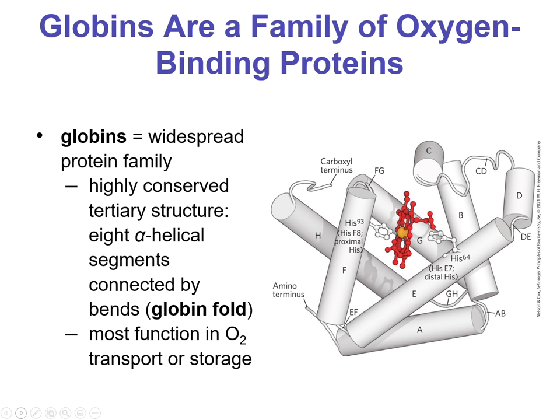First, we're going to introduce globins as a family. If you remember from chapter 4 when we talked about protein structure, families are just proteins that are related by their structure and function. This is a pretty big family, with a very highly conserved tertiary structure. Highly alpha helical, connected by bends. And those bends are called the globin fold. Most of these globins function as oxygen transport or oxygen storage.